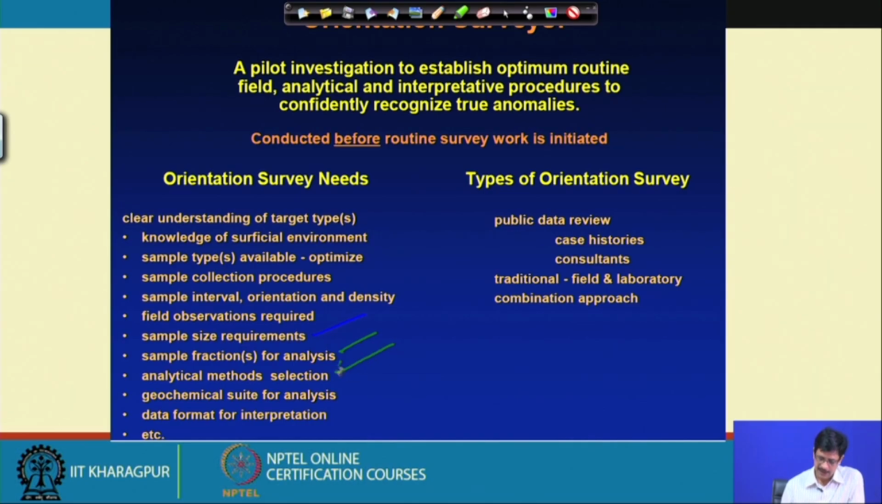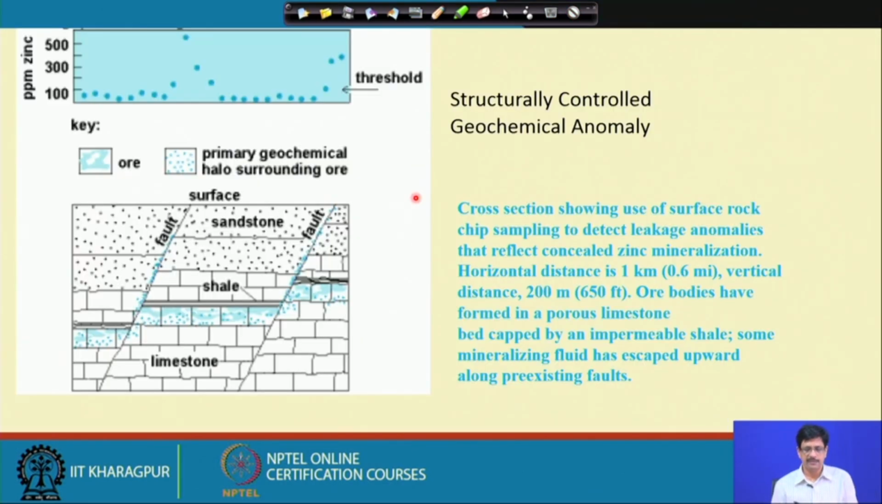Then the analytical method that is going to be selected, the geochemical suite and the data format. These types of orientation survey will be based on the public data that is reviewed, on case histories and experts' opinion, consultants. These are some of the examples here.